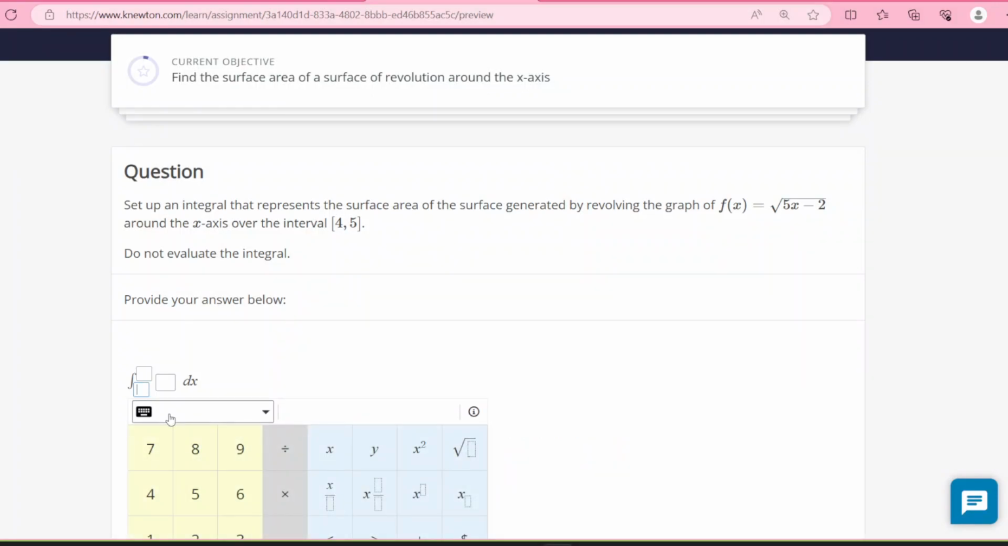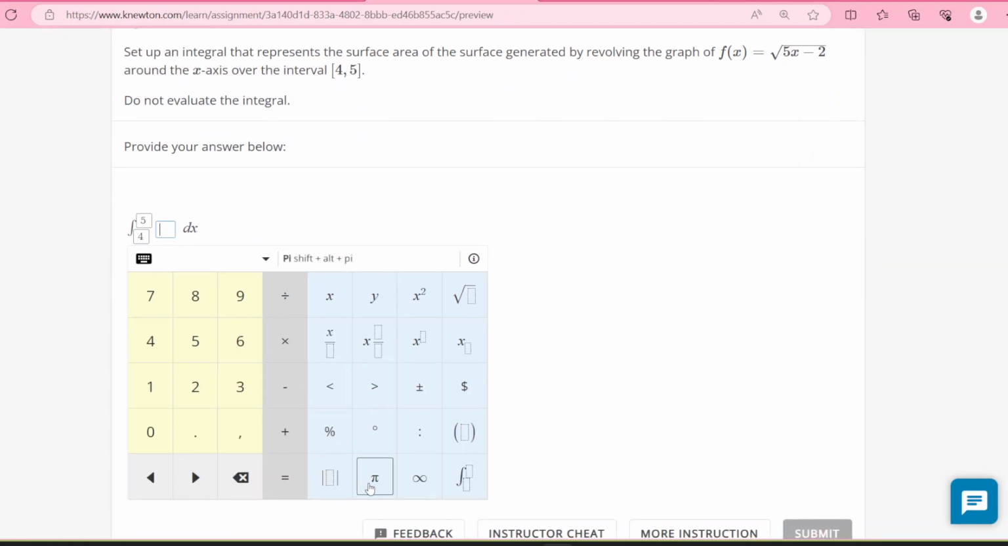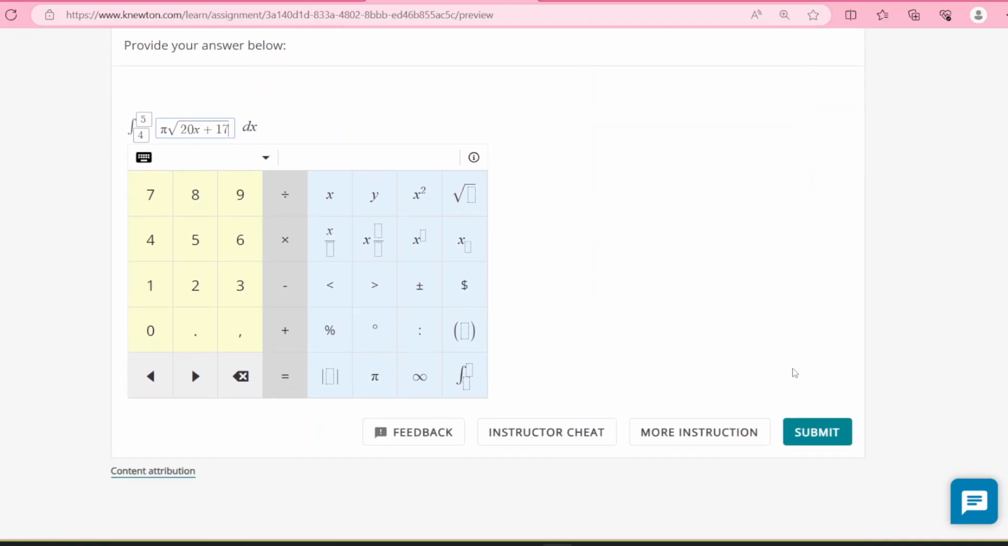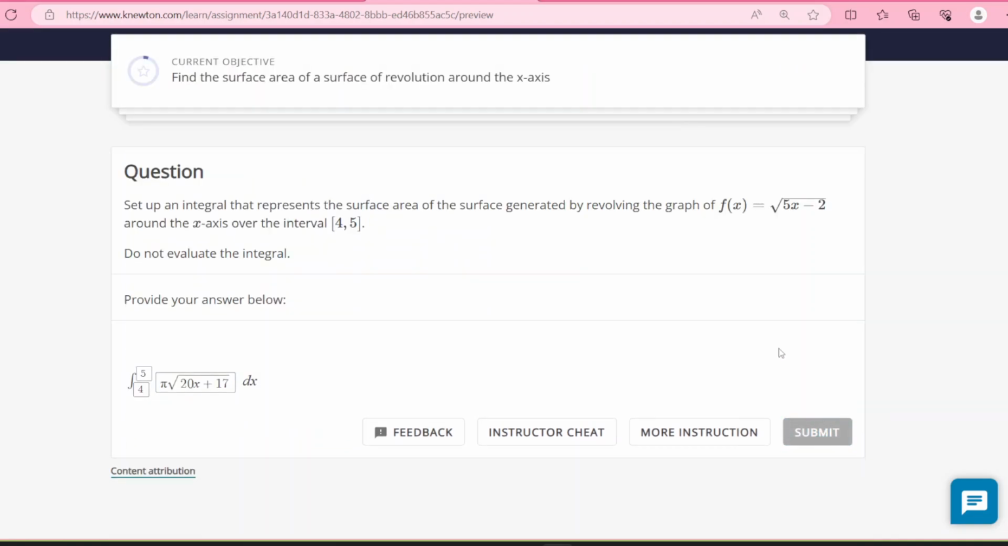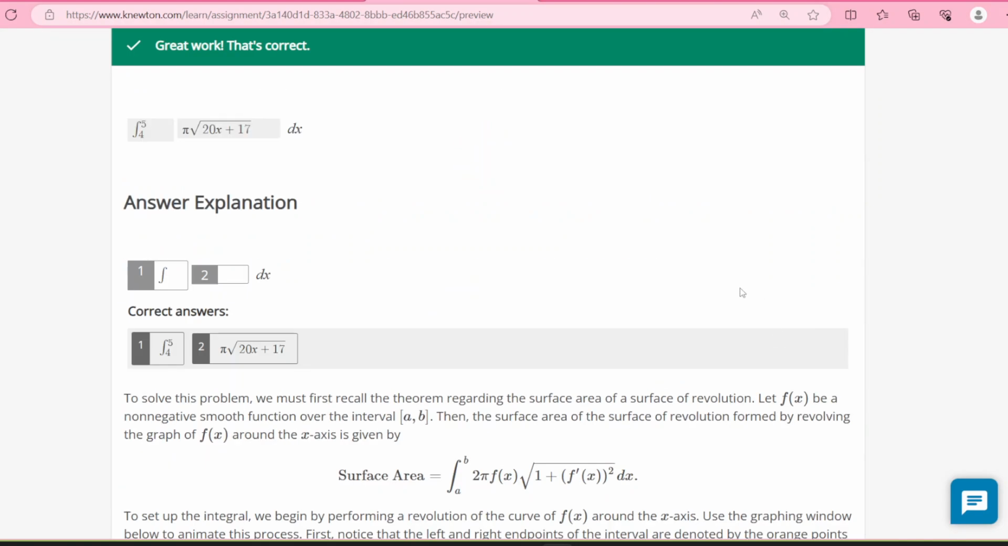So lower limit 4, x equals 4, upper limit x equals 5. And then my integrand here was pi, right? Ended up being just pi times the square root of 20x plus 17, all in the square root there. And that should be good. And yeah, that's actually what they had as well. So that totally simplified it. But then if you entered the big crazy expression earlier, right, as long as it's equal to the final result, they should give it to you.